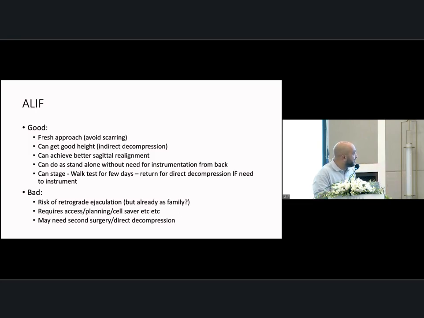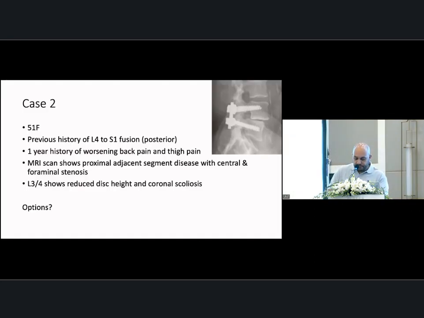But you do need to consider cell saver and getting a surgeon to do that for you. And this is the kind of thing you can achieve. So putting a cage in from the front, you can see you can get very good realignment there by putting in a hyper or a lordotic cage. And you can do this standalone without any instrumentation from the back.